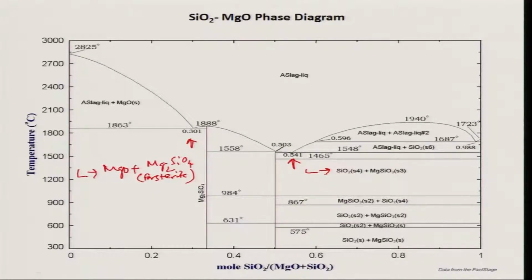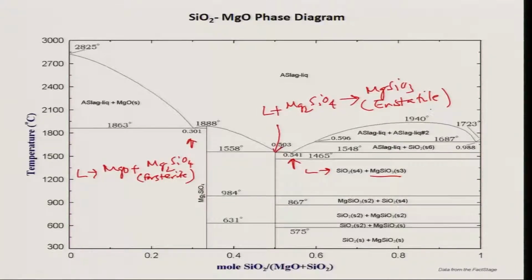But in between there is a peritectic reaction here. At this temperature, 1558, there is a peritectic reaction, and it is like this: liquid plus forsterite, Mg2SiO4, going to enstatite. Enstatite is basically MgSiO3, the same thing as this one. This is known as enstatite.